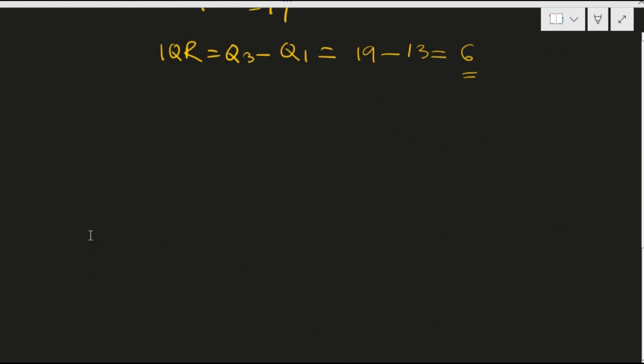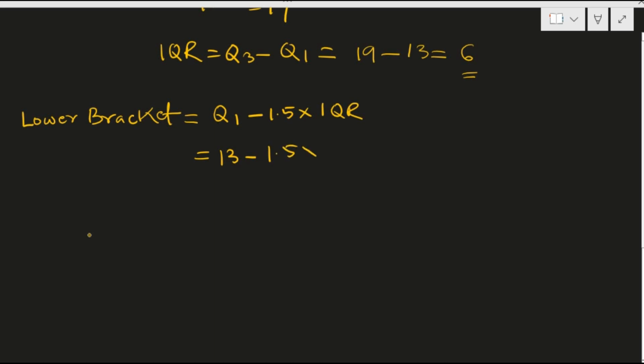So now, in order to find the outlier, we will find the lower bracket. The lower bracket is nothing but the lower half that I mentioned. The formula to find the lower bracket value is Q1 minus 1.5 into IQR. The Q1 value is 13 as we found, and 1.5 into the IQR value of 6 is 9. So 13 minus 9 gives 4. The lower bracket value is 4.